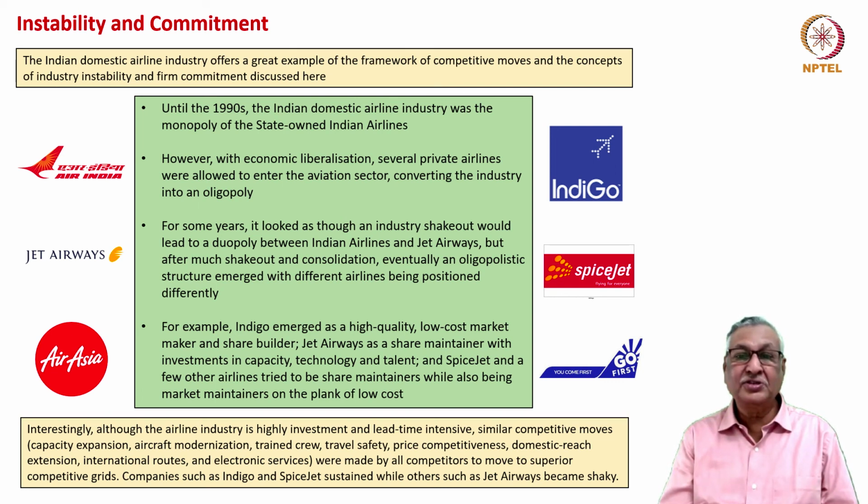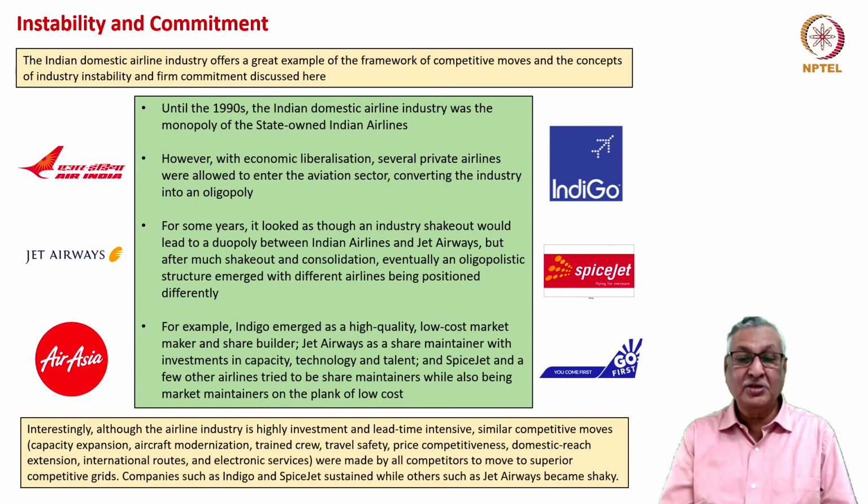We have Air India, Jet Airways, Air Asia, Indigo, SpiceJet, Go Air that dominated the Indian domestic industry. However, Air India was once upon a time the only company that was dominating the airline situation. With liberalization, many companies entered, but not all could maintain the market, nor all could maintain their share. There was an eventual shakeout, and companies which had weak market creating and weak share maintaining capabilities went out. But some companies such as Indigo Airlines could emerge as high quality, low cost market maker and share builder.